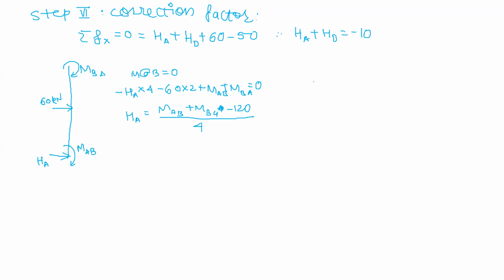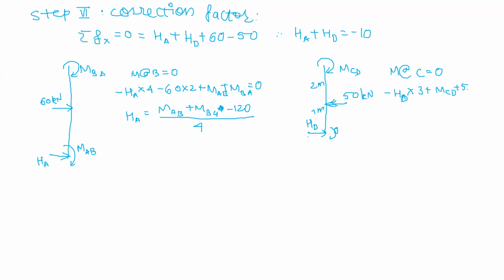Now if we go for the CD column, this will be HD and we have this as 50 kilonewtons. This is 1 meter, 2 meter. Now we have only moment on this, clockwise MCD; MDC we have 0. And if we take moment about C, then we have minus HD into 3 plus MCD plus 50 into 2 equal to 0. And we will get HD equal to MCD plus 100 upon 3.